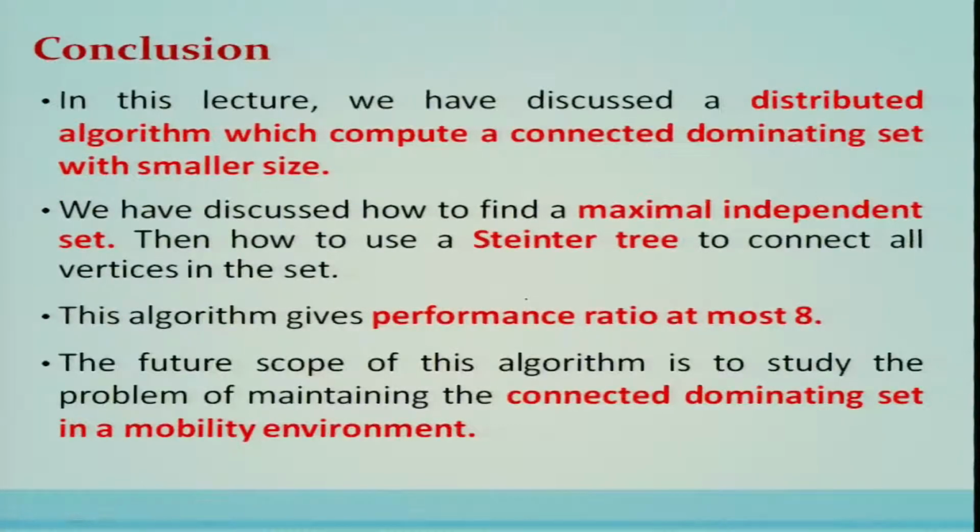Conclusion: in this lecture we have discussed a distributed algorithm which computes a connected dominating set of a smaller size. We have discussed how to find a maximal independent set. Then we have discussed the use of a Steiner tree to connect all the vertices in the set. This algorithm gives a performance ratio of 8. The future scope of this algorithm is to study the problem of maintaining a connected dominating set in a dynamic environment. Thank you.